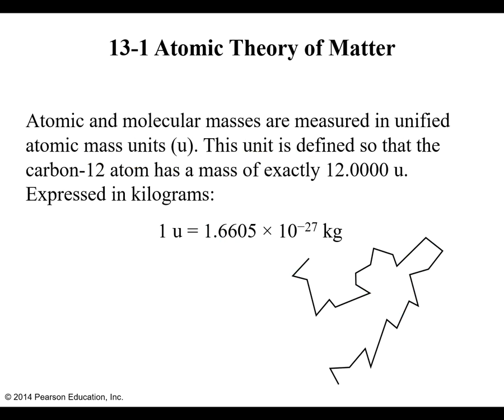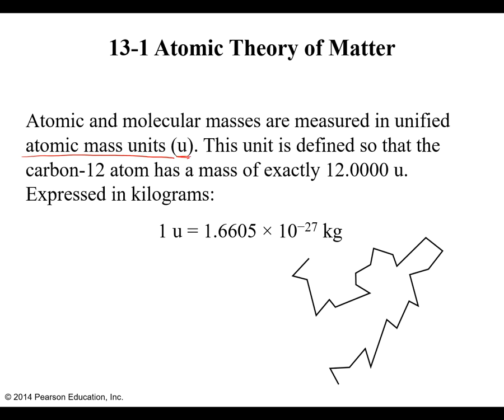Now, when we deal with things on the atomic level, it doesn't really make a lot of sense to talk about things in kilograms. For example, a hydrogen atom has a mass of about 1.6605 times 10 to the minus 27th kilograms. That's extremely small. So it doesn't make sense to use kilograms as our mass unit. So now we're going to introduce the unified atomic mass unit, which is just the symbol u.